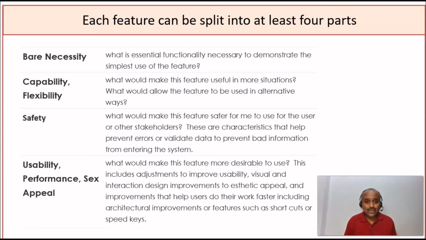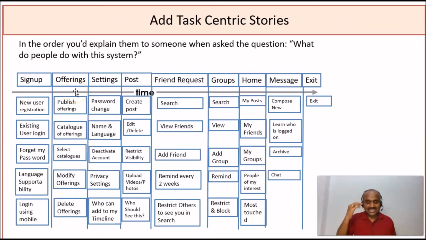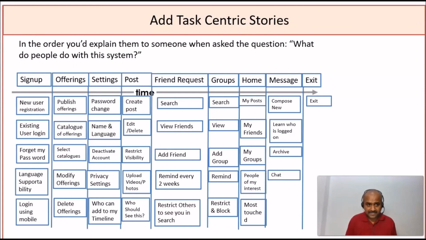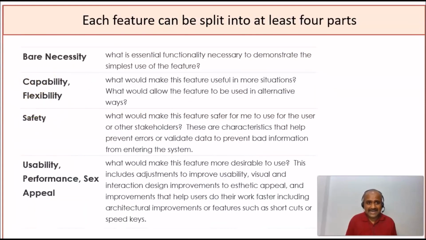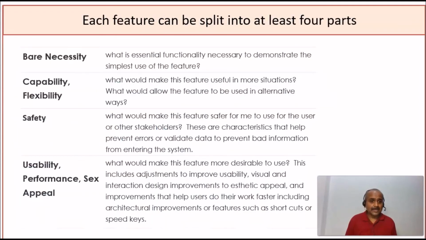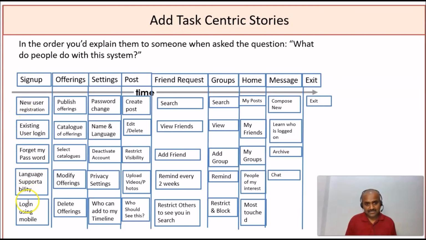Yeah. So this is how our thought process should be while structuring the user stories from top to bottom. We will first build the bare necessary features towards the top. Then we will build capability and flexibility. Then we will go for safety. Then we will go for performance, look and feel, and usability towards the bottom. So this is how we need to arrange the stories along the column headings, because these column headings are your walking skeletons.